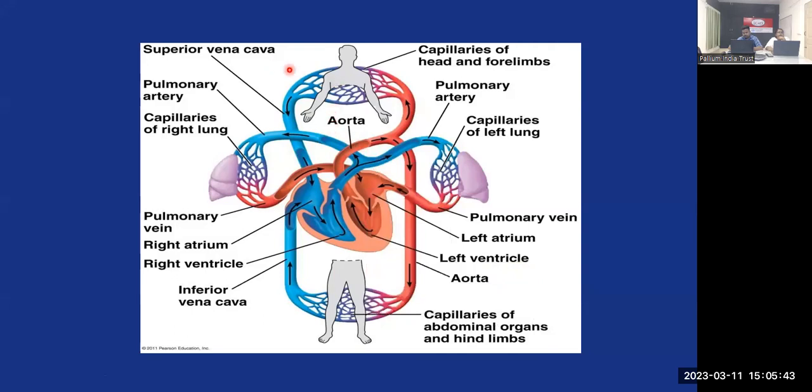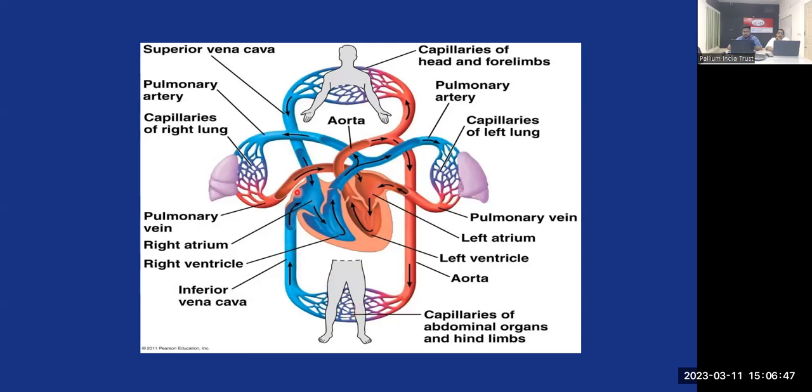So here from the upper part of the body, the superior vena cava will be collecting the deoxygenated blood. Here the venous capillaries and the arterial capillaries are communicating together. Without that, it doesn't happen, no? So here the superior vena cava will be collecting the impure blood from the upper part of the body, and the inferior vena cava will be collecting the deoxygenated blood from the lower part of the body. Here also there is a connection between the arterial capillaries and the venous capillaries. Okay, so just keep it in your mind.